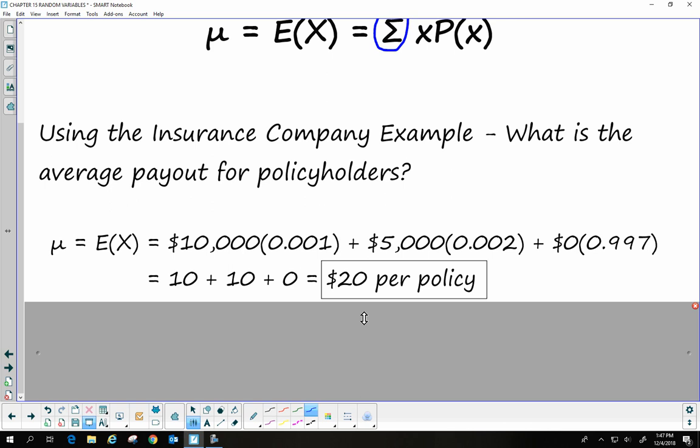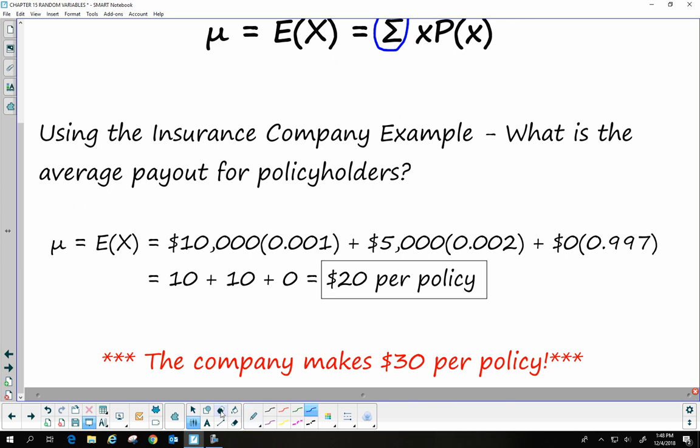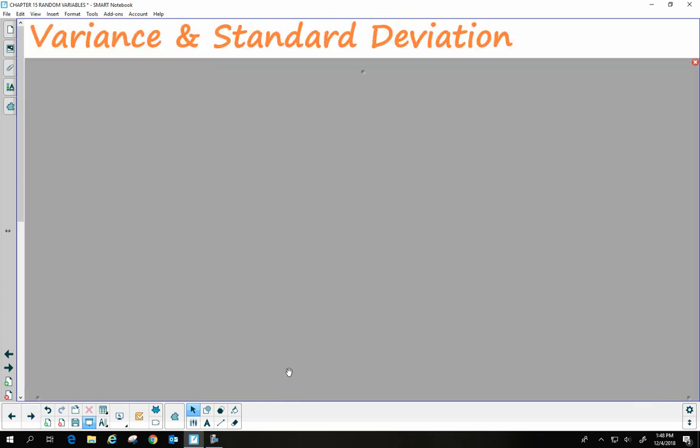So I said on the previous slide that they charge $50 a year for this insurance policy, and they're expecting $20 per policy they sell for a payout, so that makes them $30 per policy every year for this insurance policy. So obviously, everybody who buys an insurance policy is not going to get $20 back. It's just an expected amount per policy. It's an average amount. There's going to be some variability here. Some people are going to get paid out, and some people are going to be fine, healthy, and alive, and they're not going to get paid anything.